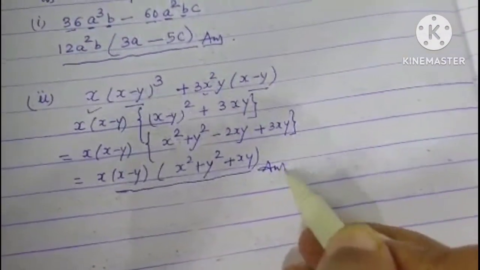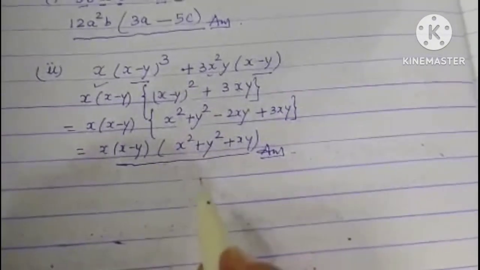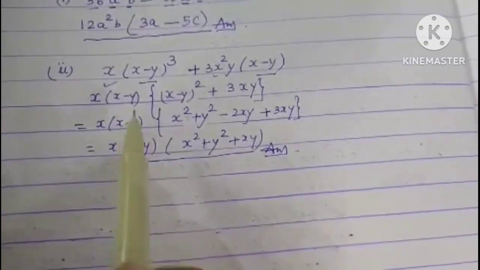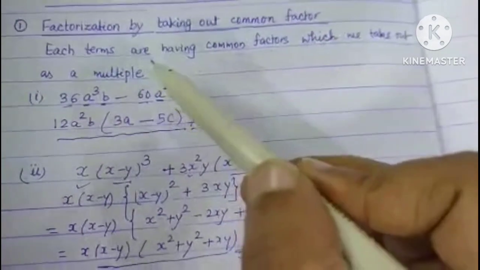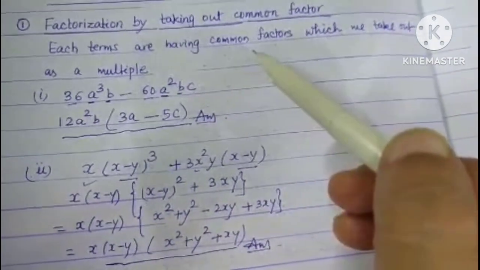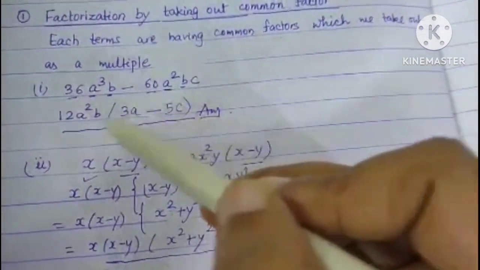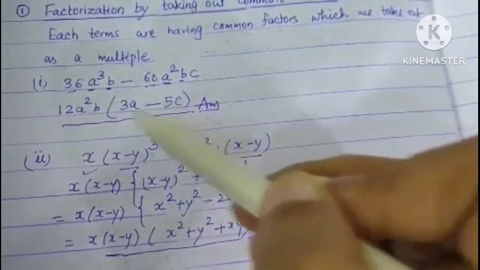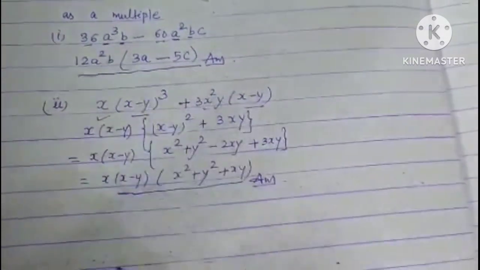Okay, so this will be the factorization. This will be the polynomial of lowest degree. You cannot make it again lower than this degree. So this is the way of factorization. This is the method of factorization. First of all, we see what are the common factors, and then we take it out as a multiple. So here we took 12a square b. Then whatever be the inside, we write it. So this will be the lowest degree factors.